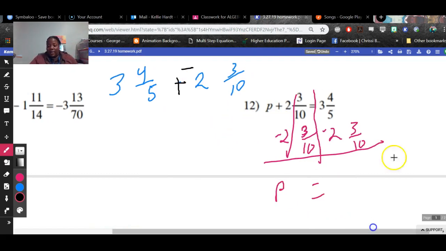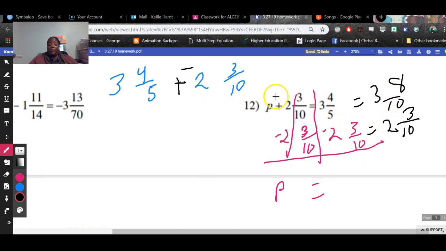But before we can do that, you have to find a common denominator by asking yourself, will the smaller denominator fit into the larger denominator evenly? 5 will fit into 10 evenly, so I can just use the 10. Now we're going to multiply and divide. 10 goes into 10 one time. 3 times 1 is 3. 5 goes into 10 2 times. 4 times 2 is 8. Bring over your whole numbers.